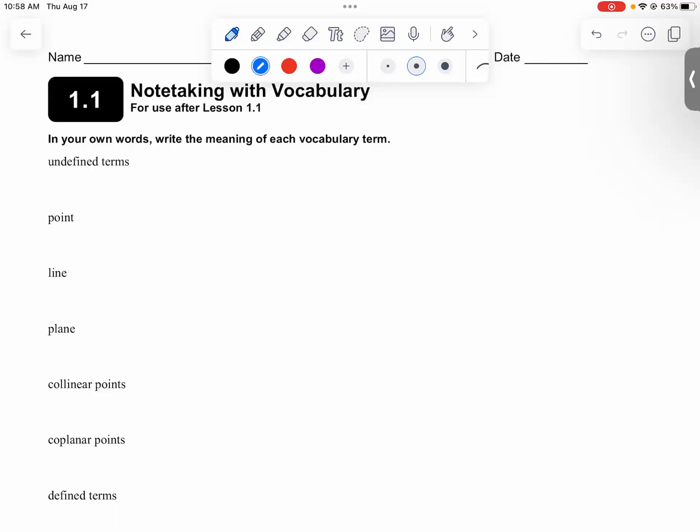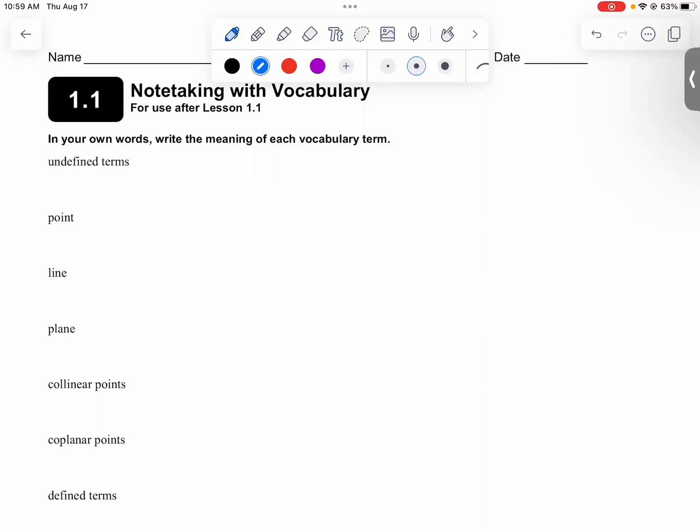So this first lesson is basically going through all of the different vocabulary that we need for the chapter. How do we name these things? What's the difference in some notation? Notation is very important in geometry. So we're going to make a big deal about some things.